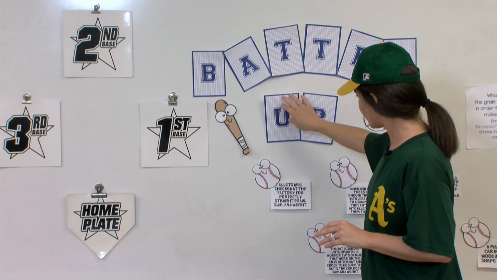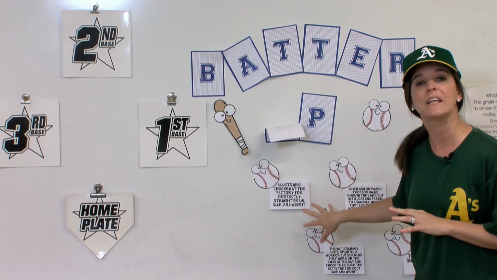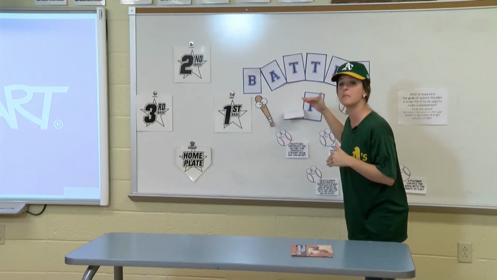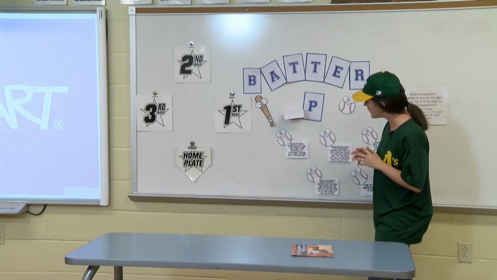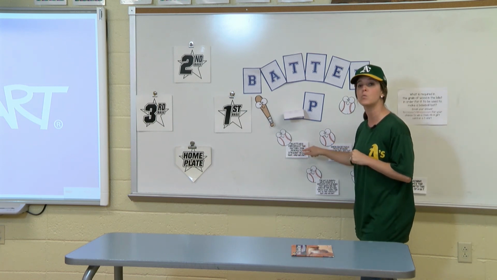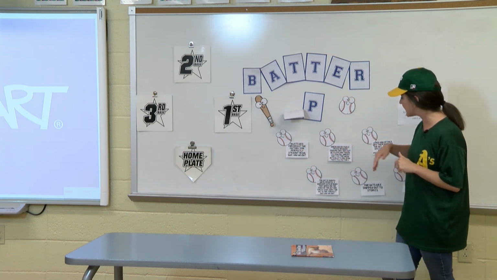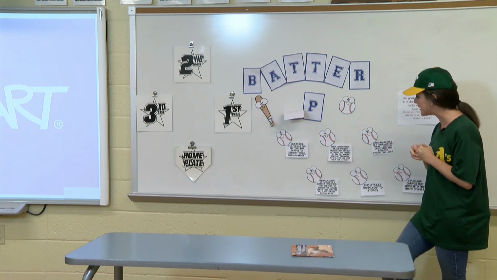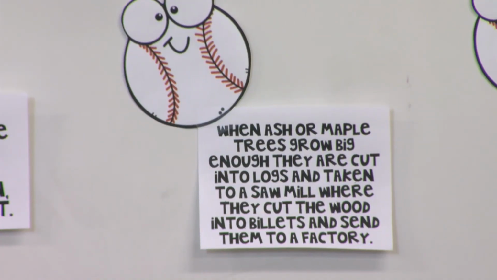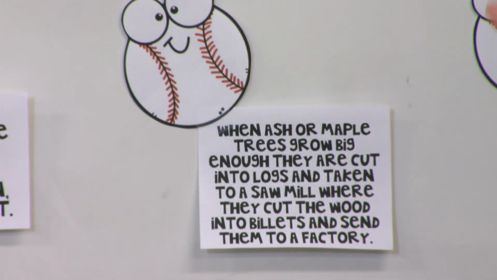So, looking right here, I'm just going to read what our facts are so that we can then take them and put them in the correct order. So we have billets are checked at the factory for perfectly straight grain, size, and weight. Okay, so think about that. When did that happen? All right, another one says when ash or maple trees grow big enough, they are cut into logs and taken to a sawmill where they cut the wood into billets and send them to a factory. Think about between those two things, which one would have happened before the other one, okay?